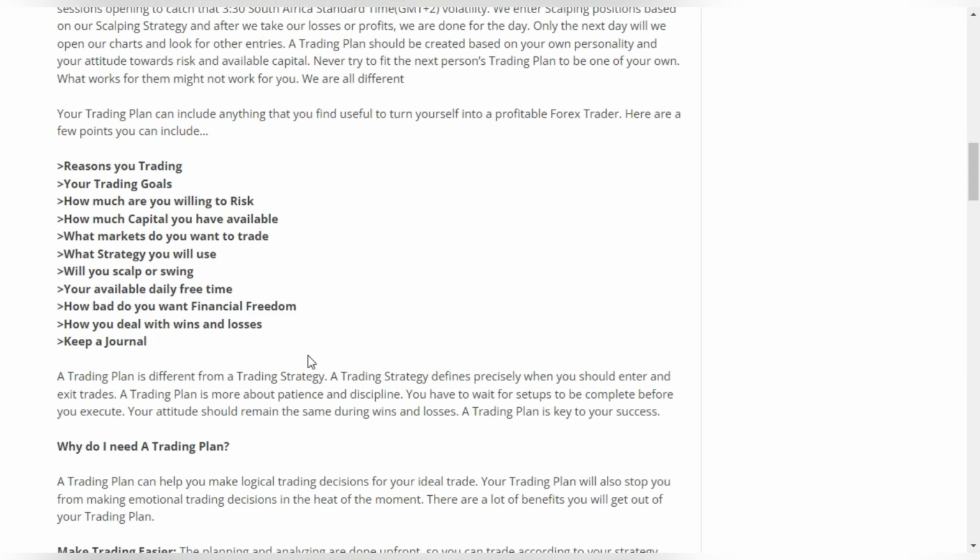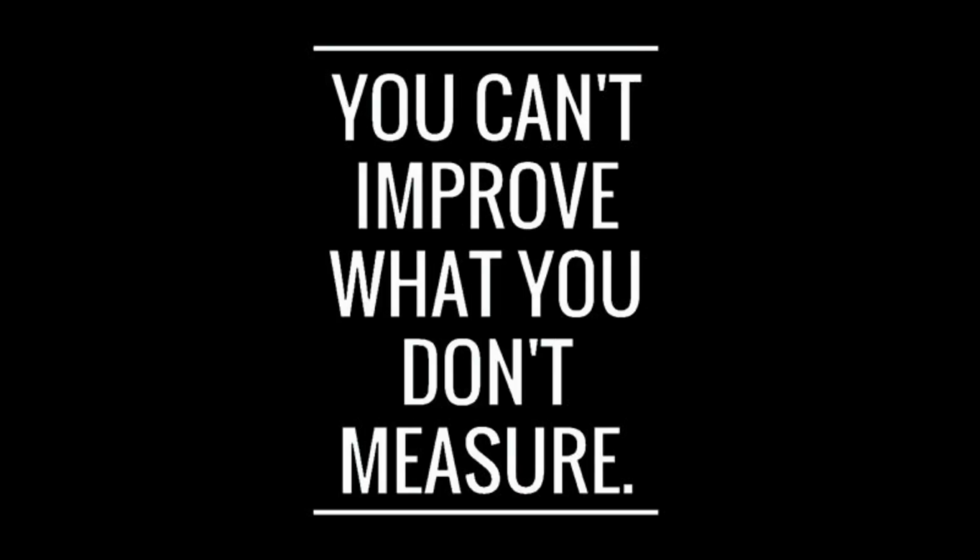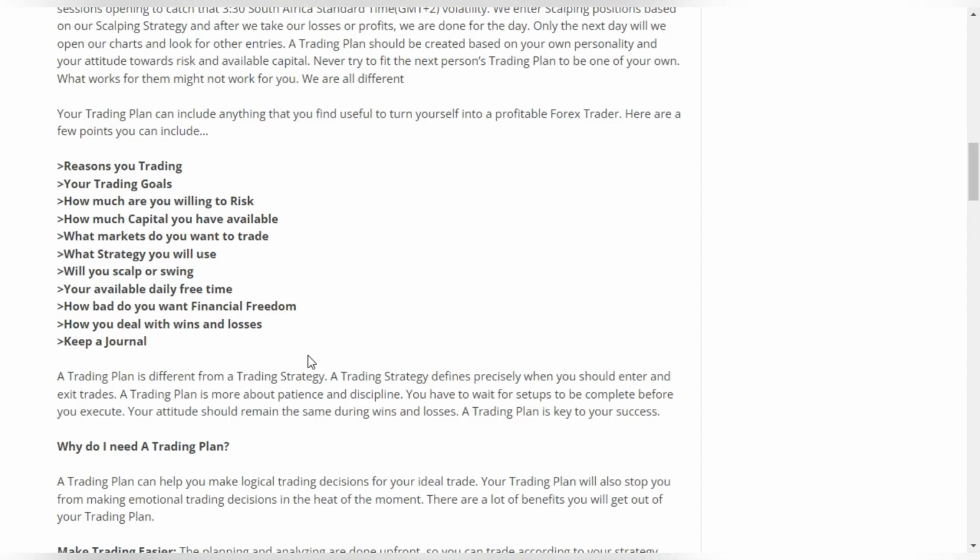Last but not least, there's a quote that says you cannot improve what you cannot track. If you can't track it, you cannot improve it. That is why we seriously encourage you to keep a journal of every single trade that you take. If you're a professional trader, you should know exactly why you took a trade. This is why we recommend that you keep a journal.